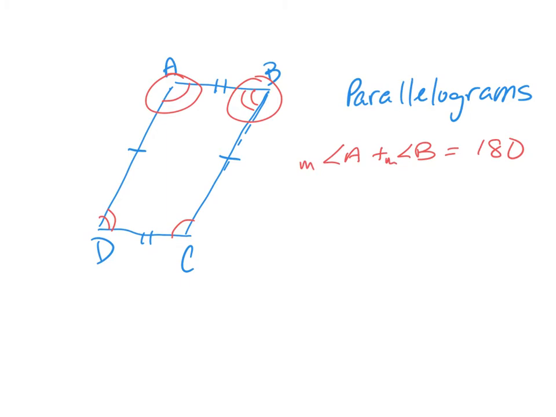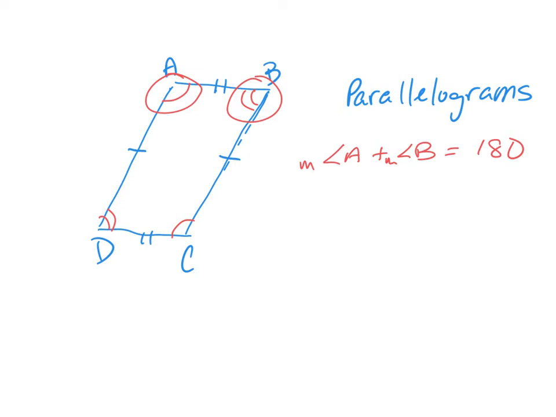And the measurement of B and C is 180, and C and D is 180, and D and A is 180. Anything right one after another adds up to 180. So if they give you information about two angles that are right next to each other, they add up to 180. Got it? And the last rule says if a parallelogram has one right angle, it has four right angles.